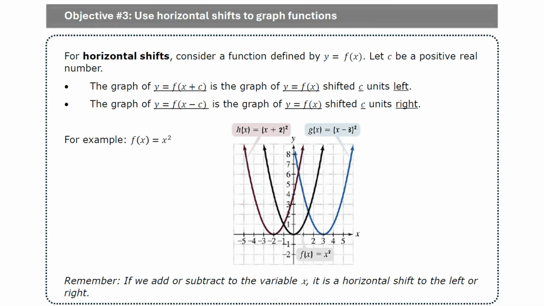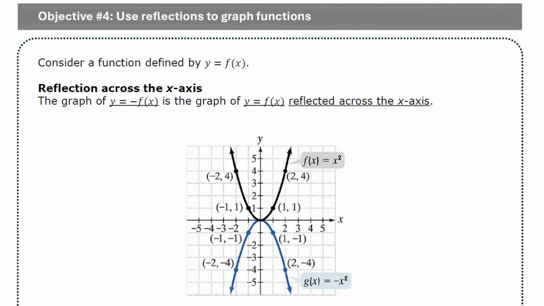So we've looked at vertical shifts, we've looked at horizontal shifts. Now we're going to look at reflections. So in both of these graphs, we have different parent functions or standard functions. For the first reflection here, we're going to look at the graph of f of x equals x squared to help us understand this transformation.